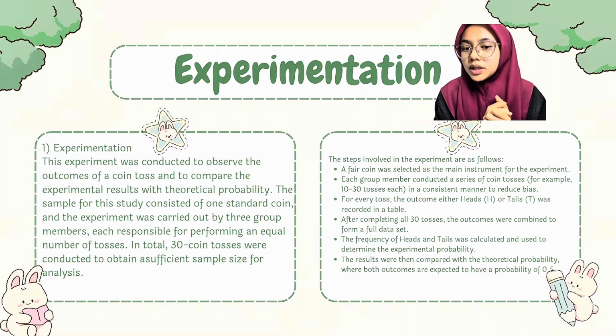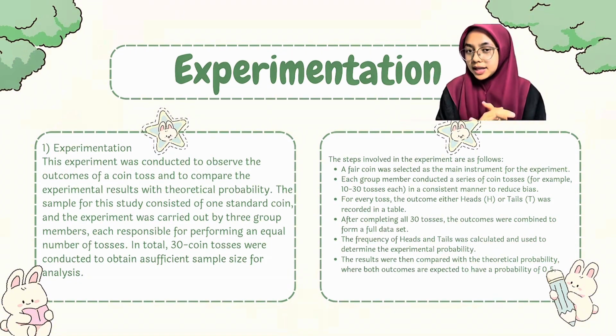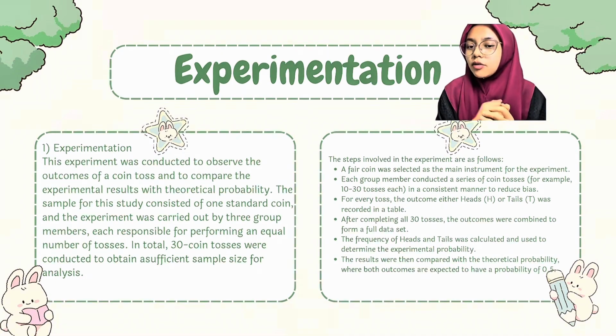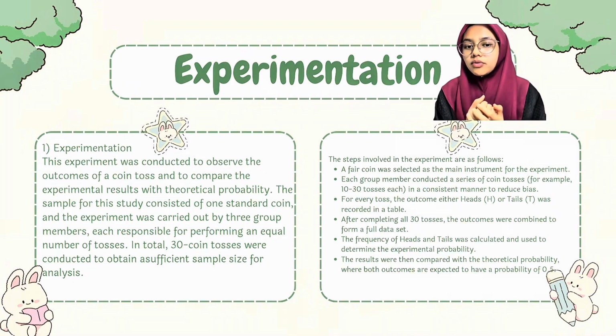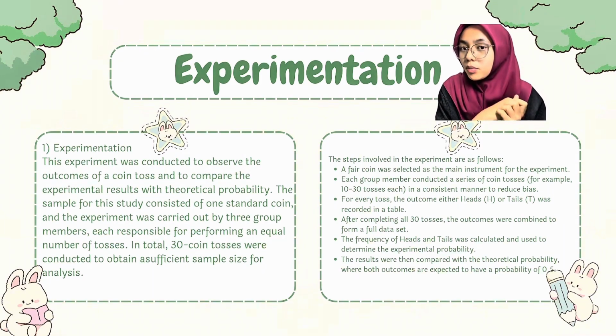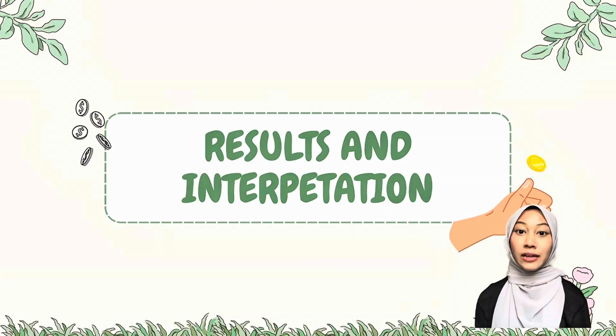Fourth, after completing all 30 tosses, the outcomes were combined to form a full data set. Fifth, the frequency of head and tail was calculated and used to determine the experimental probability. The last step is the results were then compared with the theoretical probability, where both outcomes are expected to have a probability of 0.5. Next is result and interpretation.